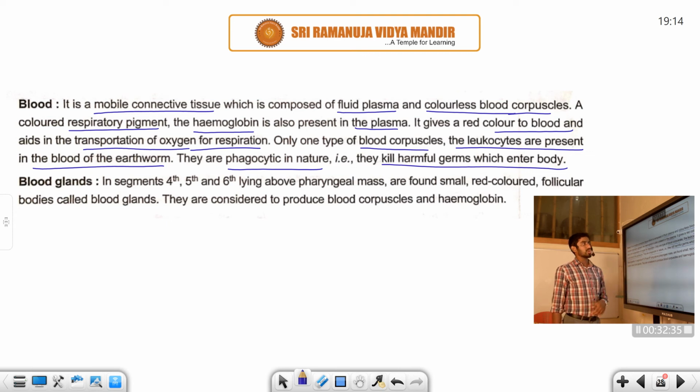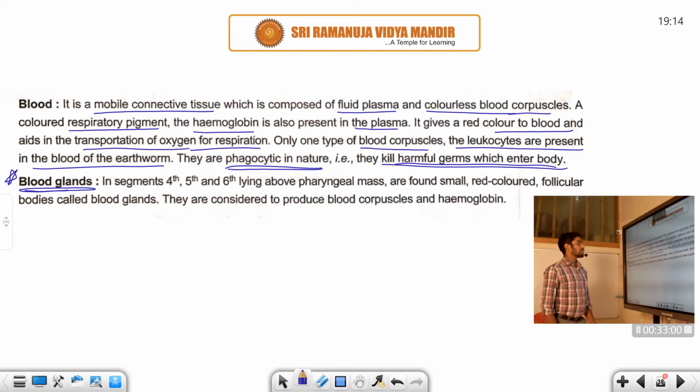The respiratory pigment is hemoglobin, present in the plasma, and it transports oxygen for respiration. They have WBCs, leukocytes, which are phagocytic in nature. What is phagocytic? It's eating. They kill the harmful germs which enter into our body. And blood glands are very, very important, students. They will ask one question.